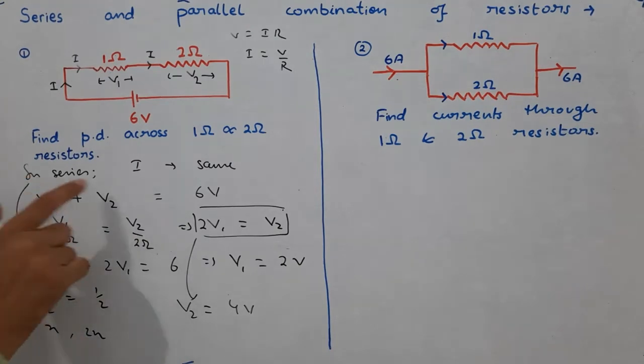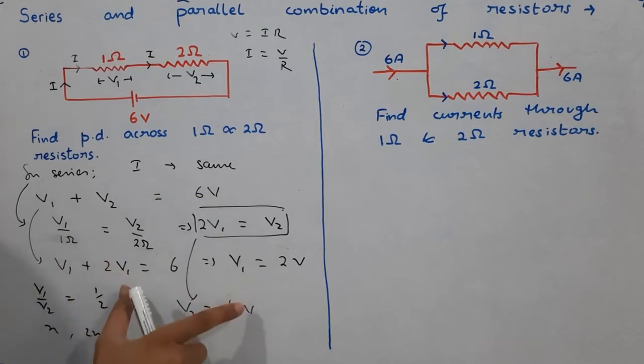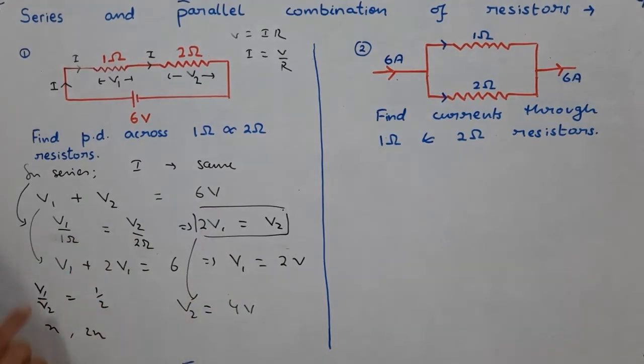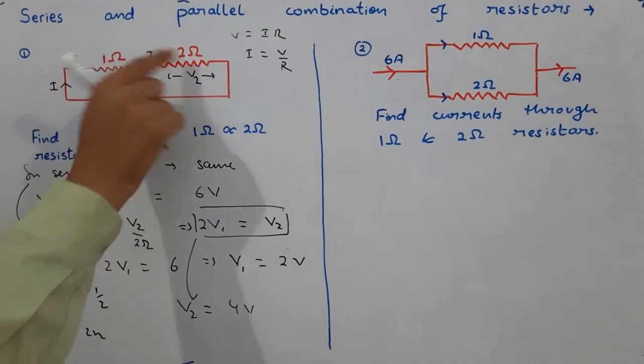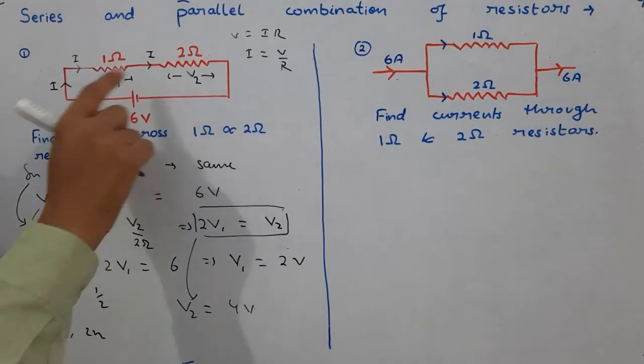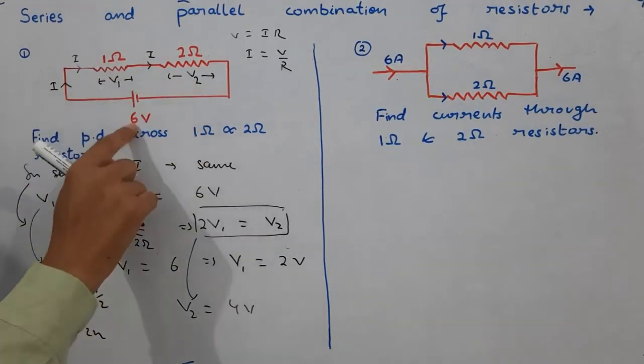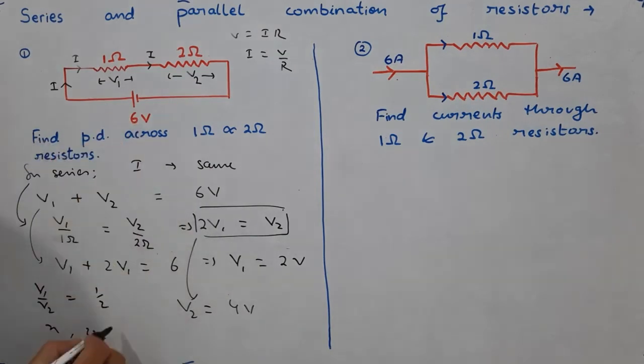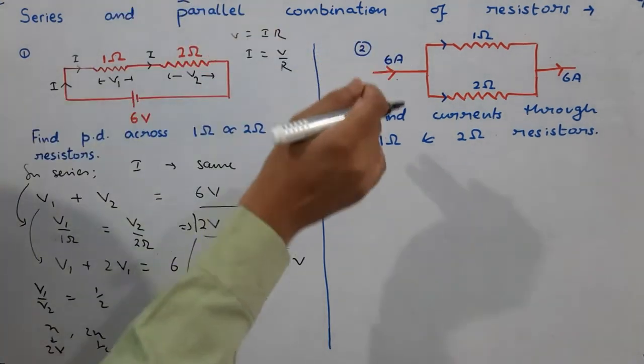For the sake of writing, I have elaborated in this fashion, but in your mind you can think it very quickly, that V1 by V2 will be equal to 1 by 2. So if this is x, this will be 2x. x plus 2x, 3x. 3x is 6. So x will become 2 volt. So 2x will become how much? 4 volts. So 2 volt and 4 volt will be the answer. So you should practice such calculations in your mind yourself. Let's switch over to the next question.